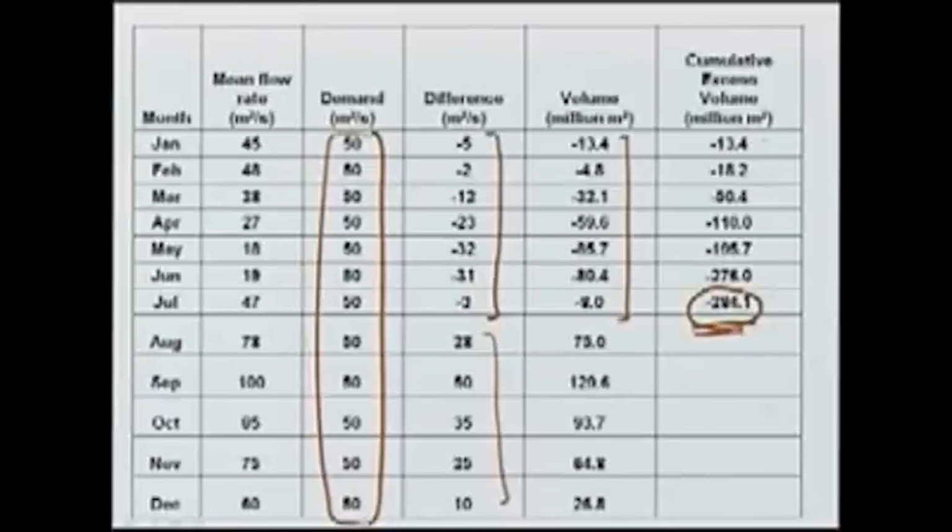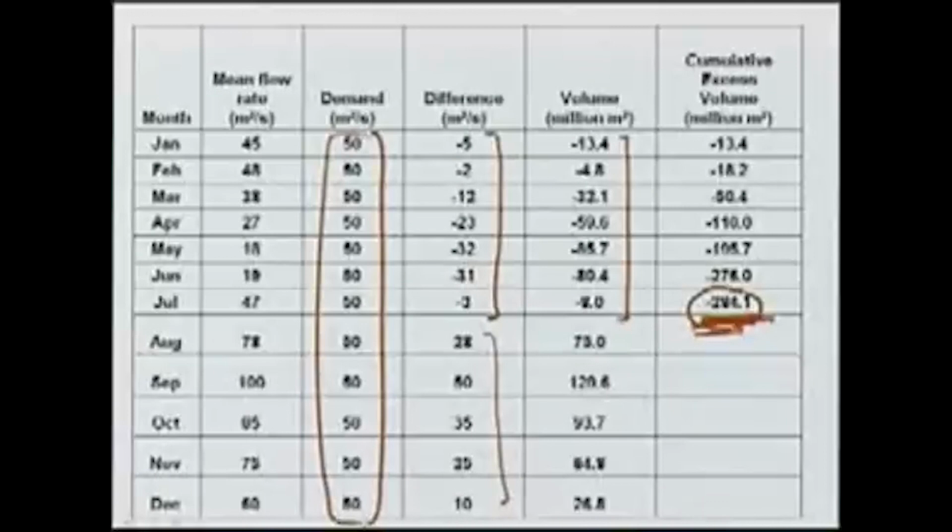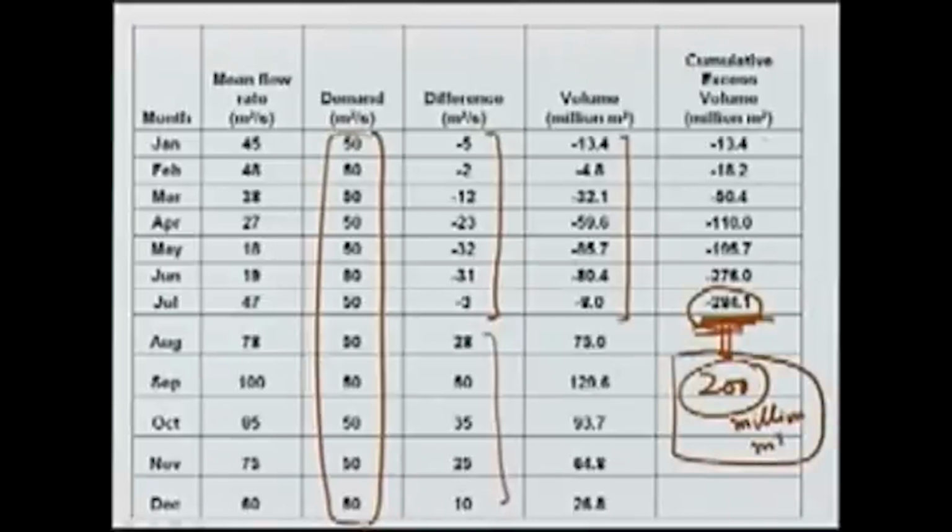Now, sometimes our storage may be limited. For example, we may say that we do not have this 284 million cubic meter of available storage. The maximum we have available is only 200 million meter cube. So, the problem which we now have is, suppose we have this storage available to us, 200 million meter cube, what is the maximum demand which we can meet with this storage?